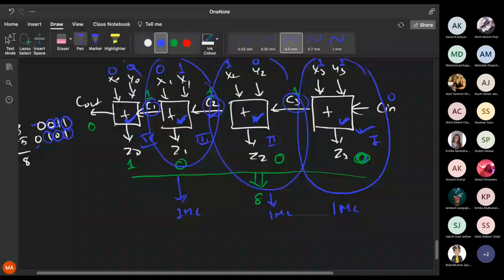So how many machine cycles are required for addition of a 4-bit number? Four machine cycles are required? Exactly. So, is it good or is it bad?